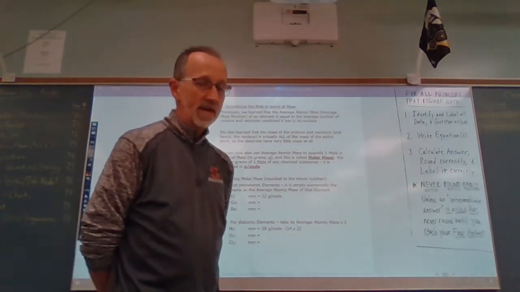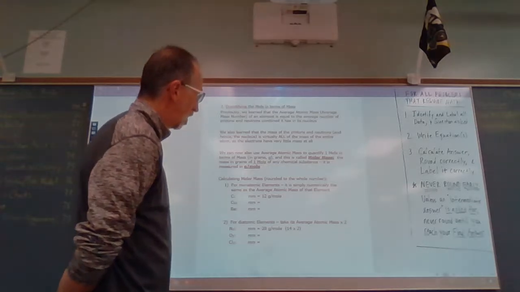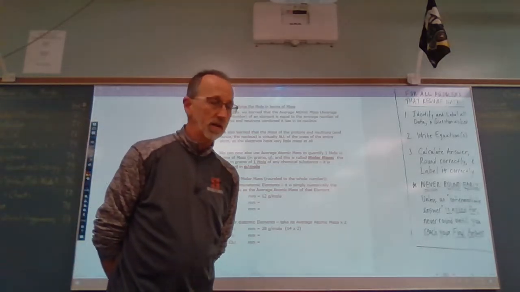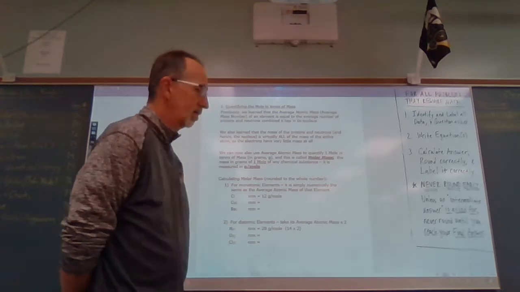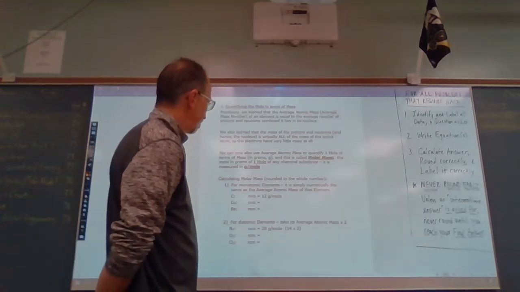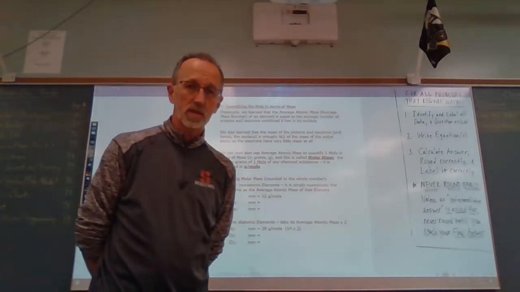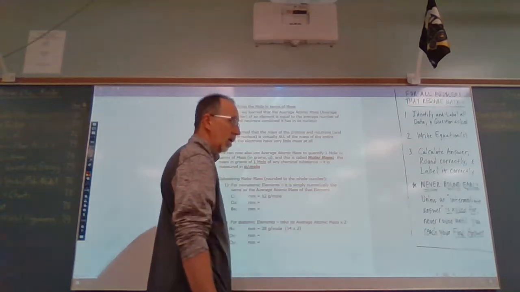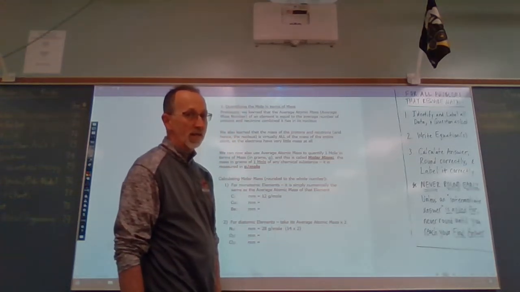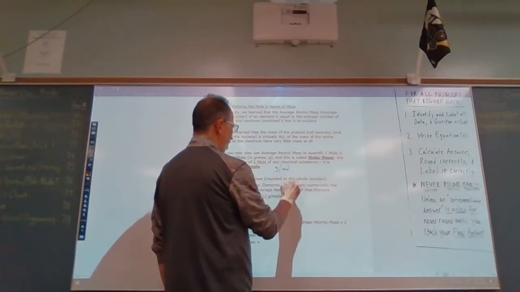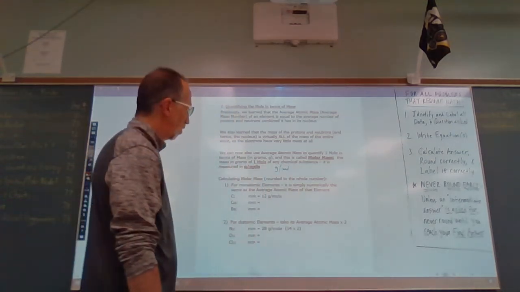We can now use that number to quantify a mole in terms of mass in grams, and this is now called molar mass: the mass in grams of 1 mole of any particular chemical substance. It is measured and labeled in grams per mole. And again, if you want to abbreviate mole by dropping that E off, of course you can do that. So grams per mol, all right, grams per mole.